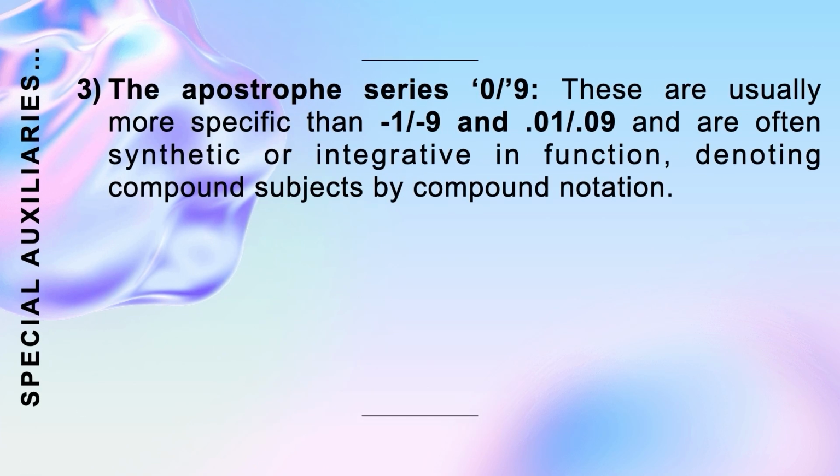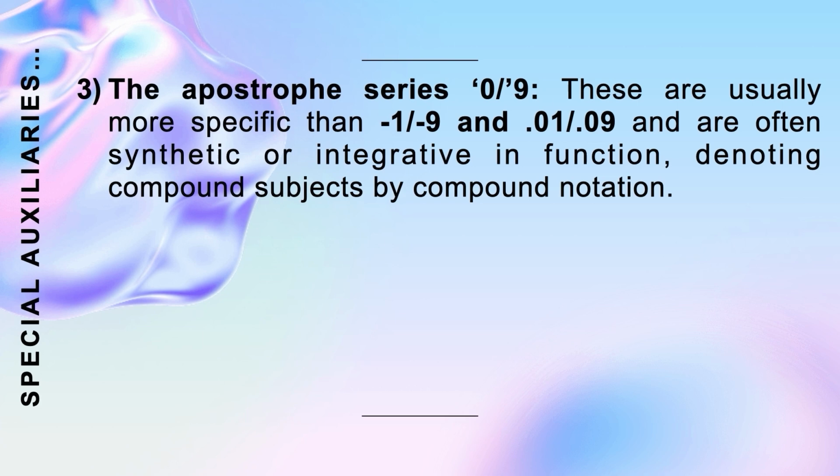And next, the apostrophe series. The apostrophe series is basically '0 to '9. These are usually more specific than -1 to -9 and 0.01 to 0.09. Okay, and are often synthetic or integrative in function, denoting the compound subject by compound notation.